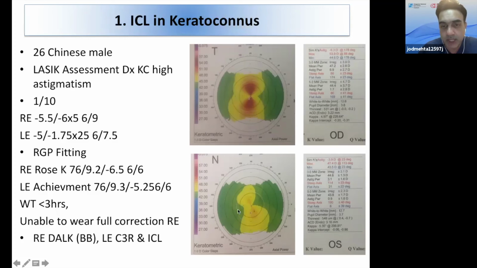Now you can see over here, he's got an asymmetric bow tie on this side, from his Orbscan. Low degrees of astigmatism, about 3.9 diopters.